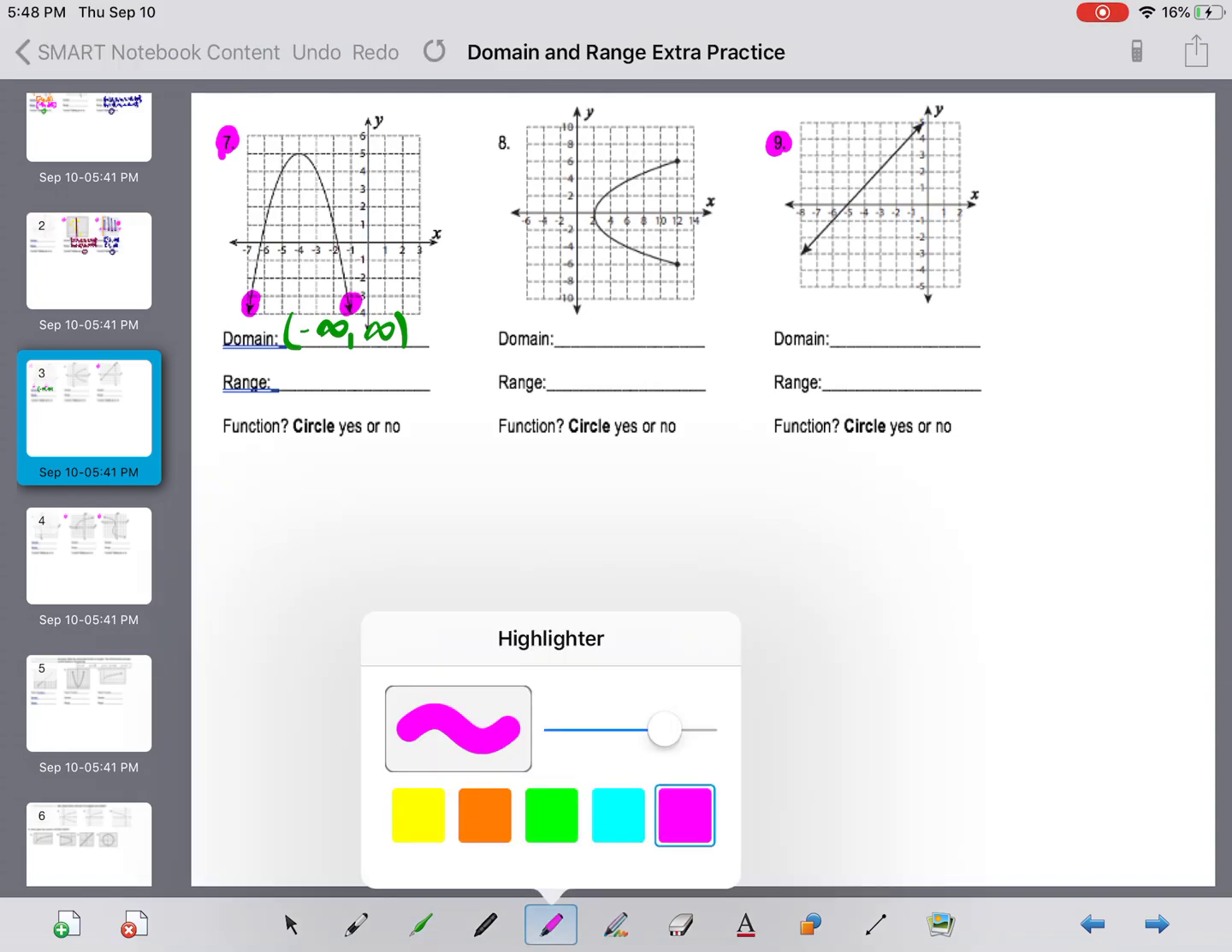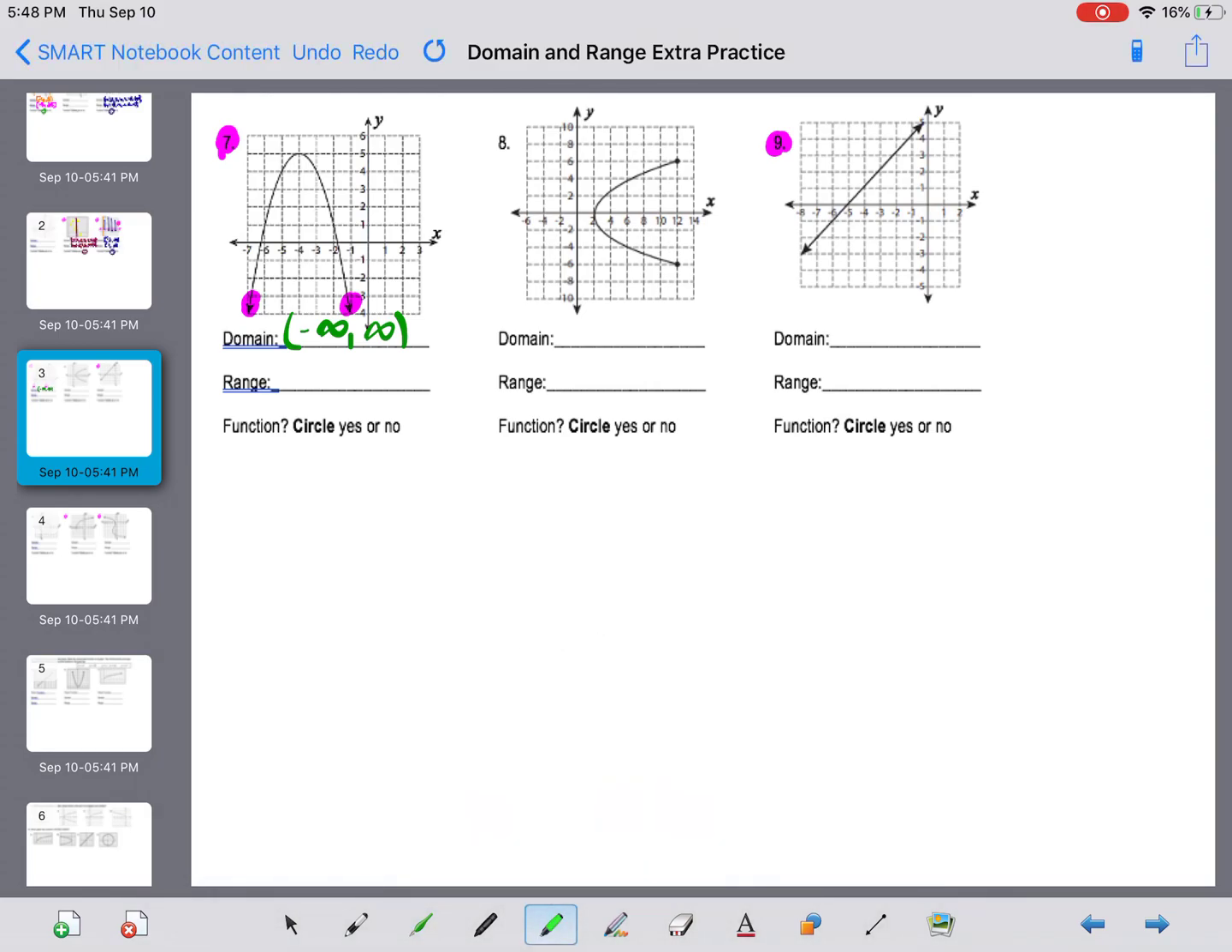For the range, we go from the bottom to the top. Well, on the bottom, again, we have arrows on the bottom, but the highest we go is 5. So because we have arrows on the bottom, we're starting at negative infinity, and we're ending at 5. Negative infinity gets a parenthesis, closed point at 5, so it gets a bracket.